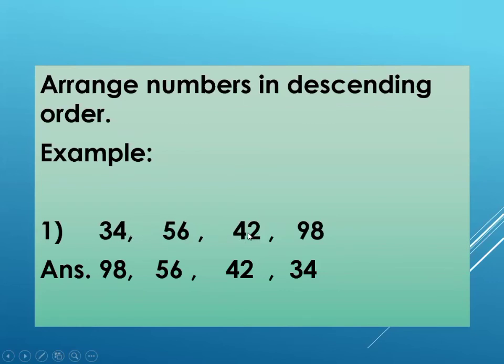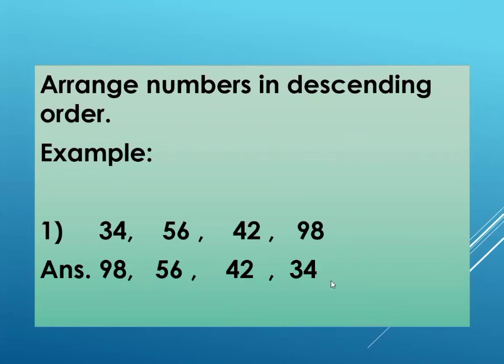34, 56 or 42? Give me your answers on chat box. Which one is largest in these three numbers? Yes, 56 is largest, so after 98, we write here 56. Now we have two numbers remaining, 42 and 34. So which one is largest? 42 is largest or 34 is largest? Yes, 42 is largest. So after 56, we write here 42 and then we write 34.